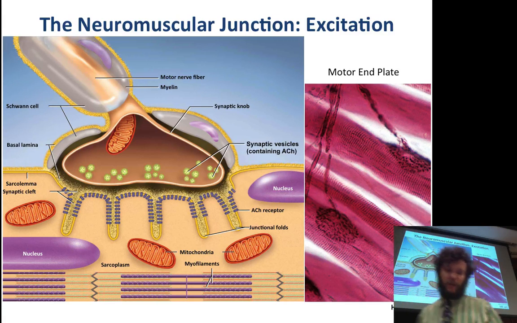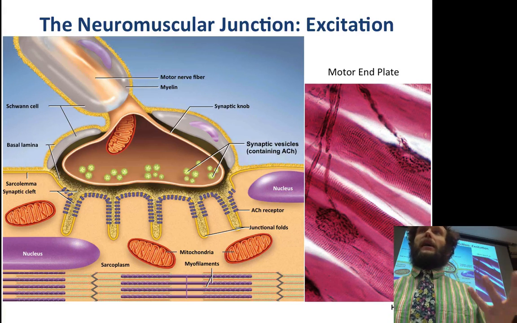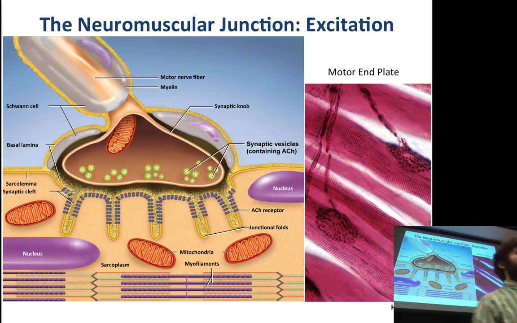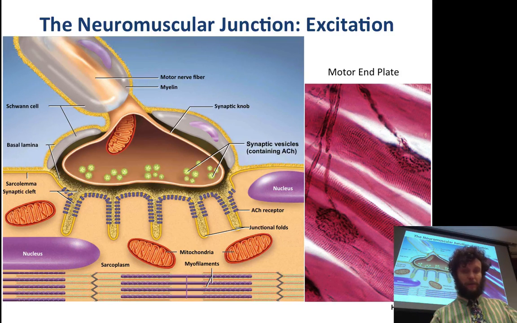And we see that there are these invaginations along the surface of the sarcolemma. This is to increase the surface area and really give it a whopping punch. Because remember when I said yesterday that the excitability, the strength of a synapse is dependent upon the amount of neurotransmitter released and the sensitivity of the postsynaptic membrane, how many receptors there are. So this is loading that postsynaptic membrane with receptors by increasing the surface area.